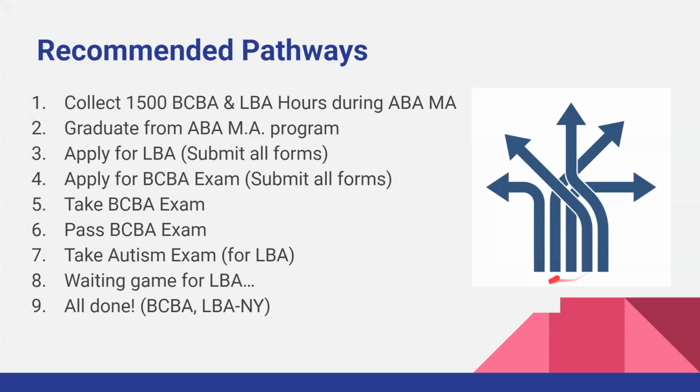So this was kind of what I had just explained about how I got to this point where I am today. So I'll just read over it one more time. This is my recommended pathway that I want you guys to probably follow. So the first step is that you should collect all of your 1,500 hours for your BCBA and your LBA during your program. The thing is with the LBA, if you're working at, let's suppose, SIBS Club, SIBS Club is an approved fellowship site.